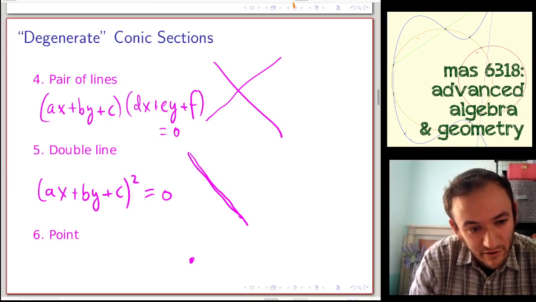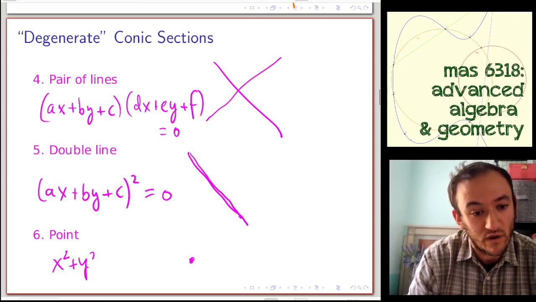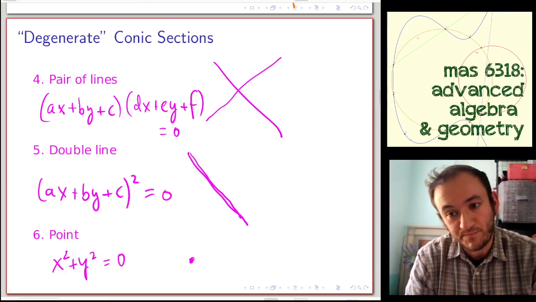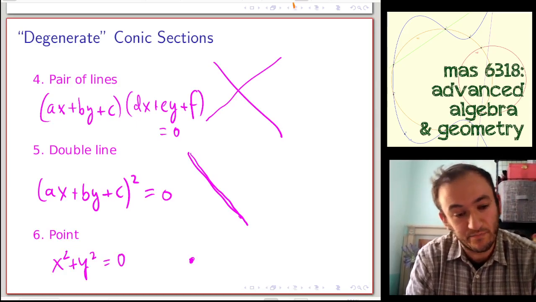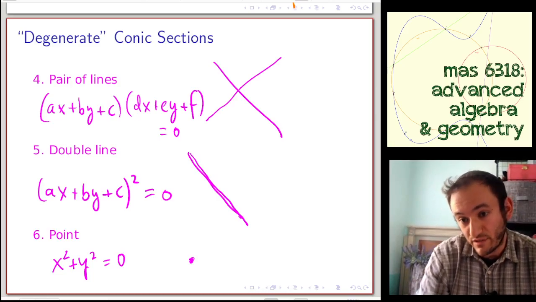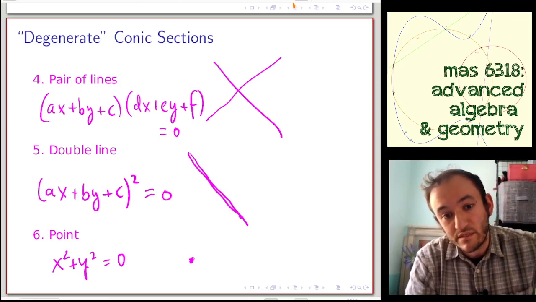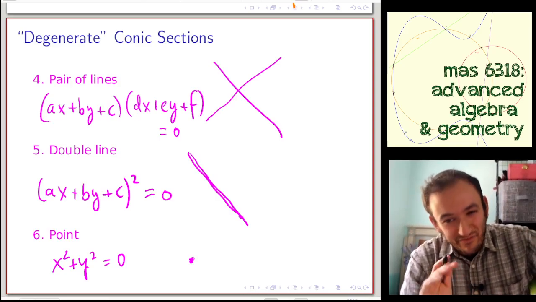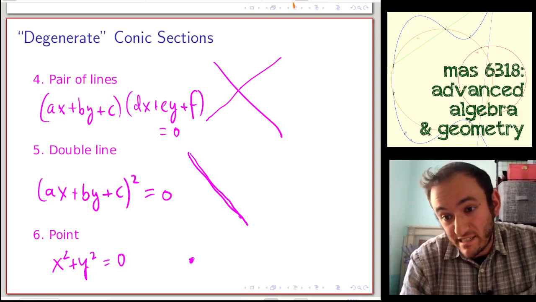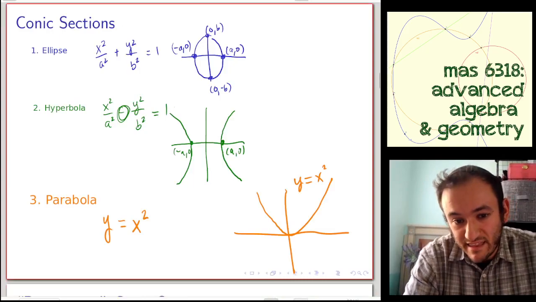And for a point, how could you describe a point with a quadratic equation? Well, you could say something like x squared plus y squared equals 0. Because we know squares are always non-negative, both of these terms are forced to be equal to 0. So x equals 0 and y equals 0. But again, these are all, as we said, degenerate conic sections, so they're not true quadratic equations like these guys are.